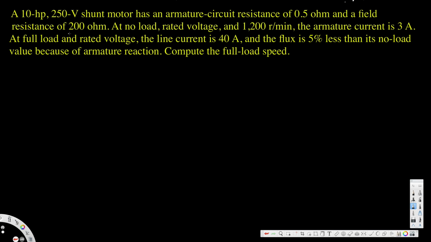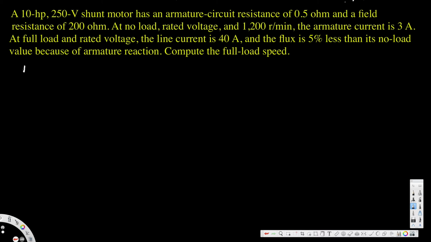Here this question is asking: a 10 horsepower, 250 voltage shunt motor has an armature circuit resistance of 0.5 ohm and a field resistance of 200 ohms. At no load, rated voltage and 1200 revolutions per minute, the armature current is 3 ampere. At full load and rated voltage, the line current is 40 ampere and the flux is 5% less than its no load value because of armature reaction. Compute the full load speed.